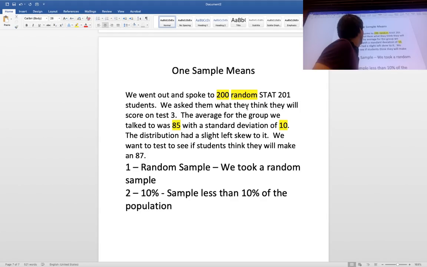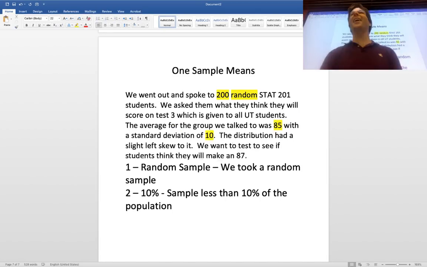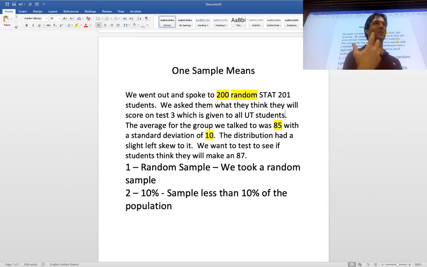Let's say test 3, which is given to all UT students. Now I've changed it so the population is what? All UT students. Don't worry, it's a little bit of a weird problem. It's just that now we have test 3 given to all UT students. Does that make sense? So we're giving a test to all UT students.